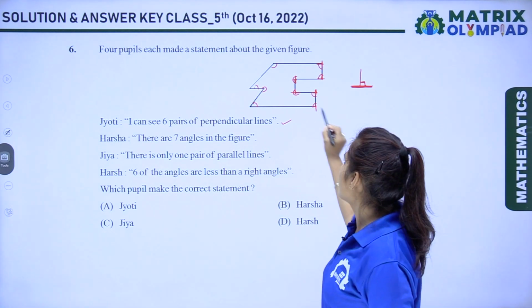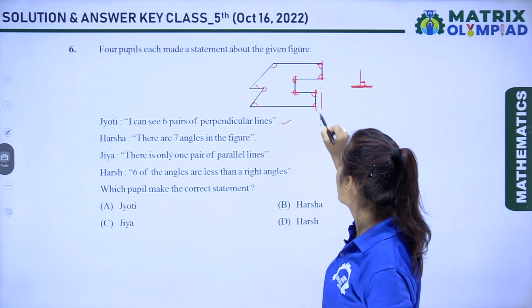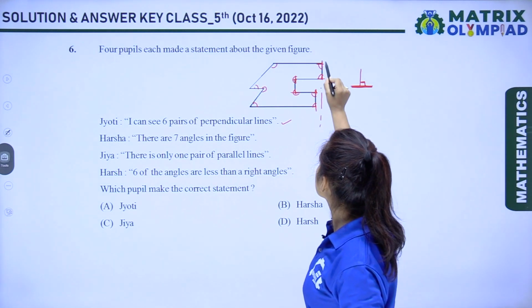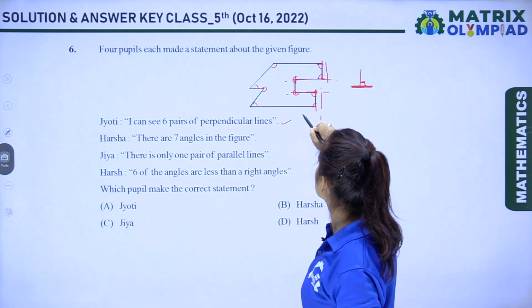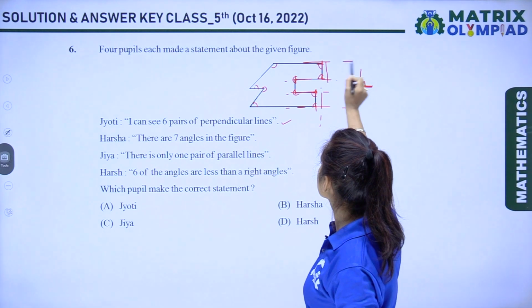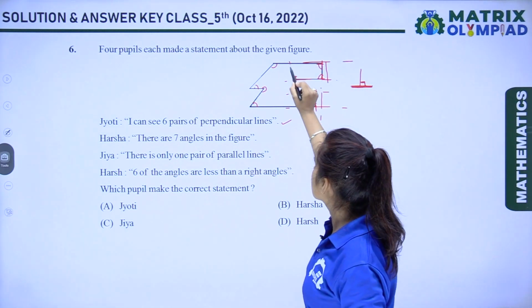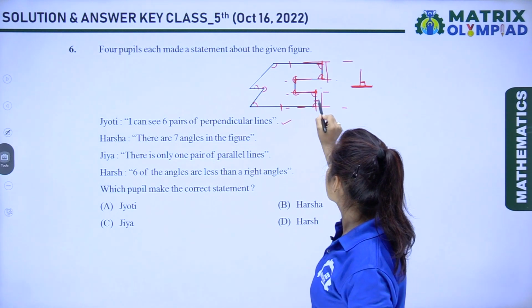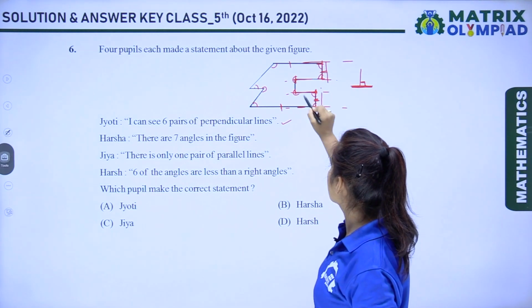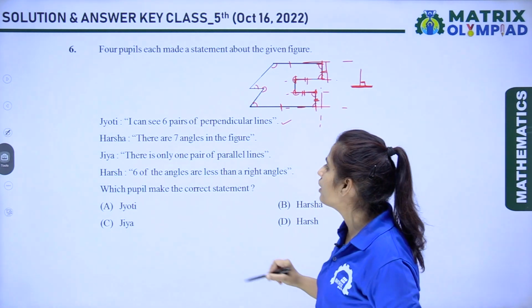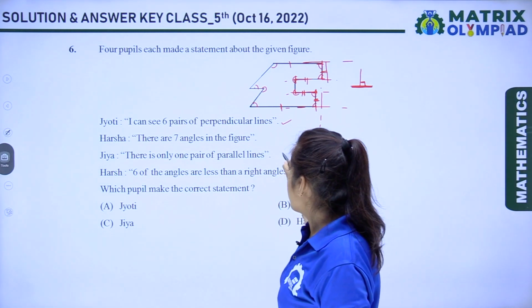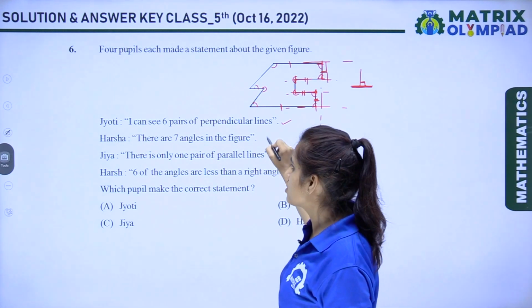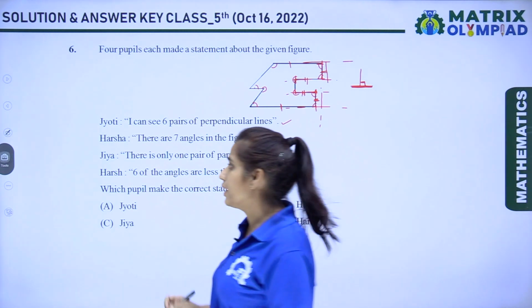Now let's check the parallel lines. Here we have 1 pair of parallel lines, there is 2, and here is the third. This line is parallel to this line, and this one is equal to this. So here are 3 pairs of parallel lines. It means the statement is false. Harsha is also not correct with the figure.